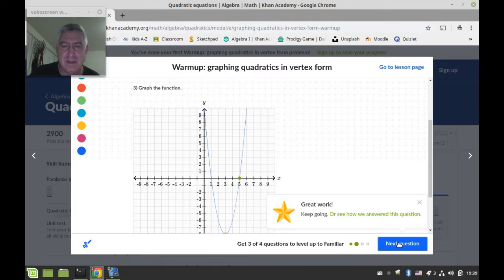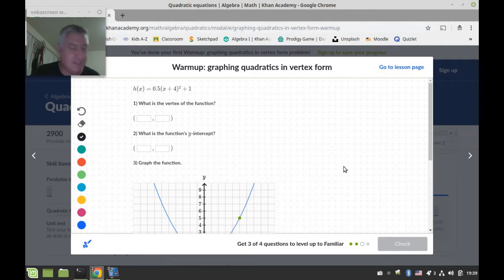Okay, here we are again. Let's look at the vertex form. Vertex form is y equals a times x minus x1 squared plus y1. Okay, so the first question is, what is the vertex of the function? We want to find the vertex. That's x1 and y1.